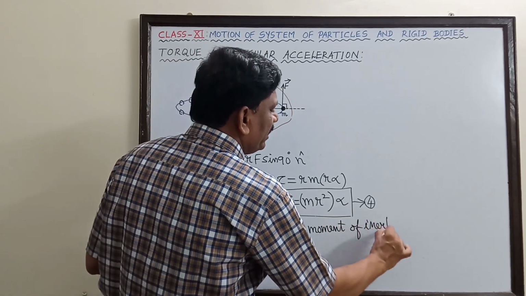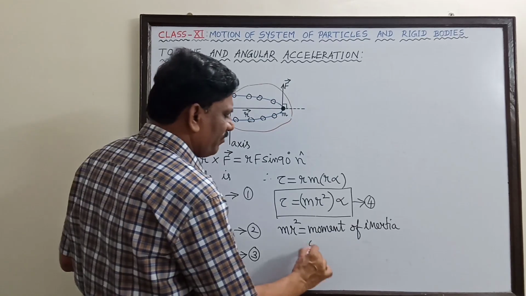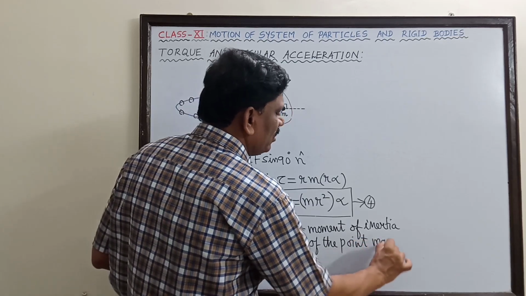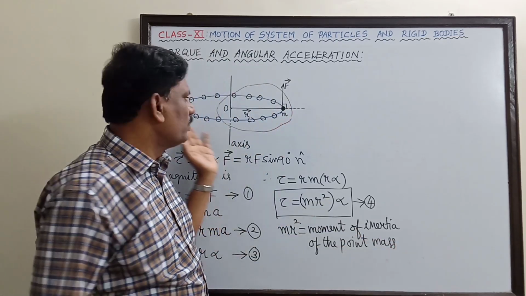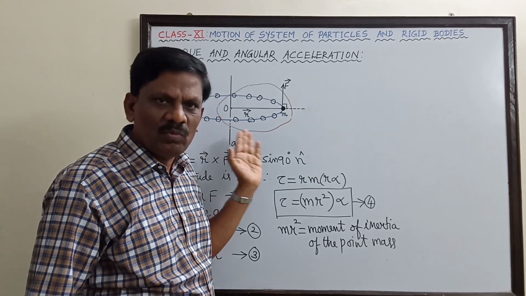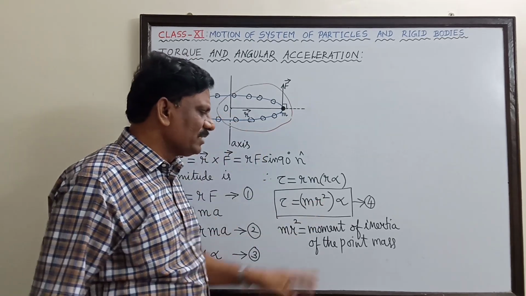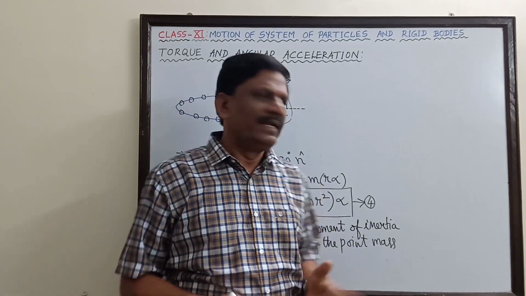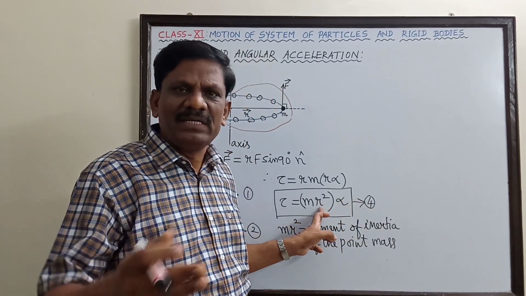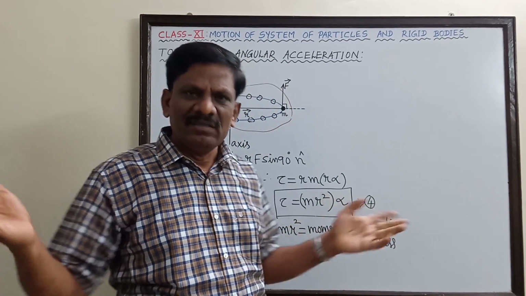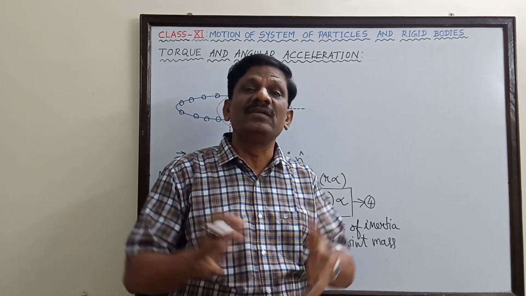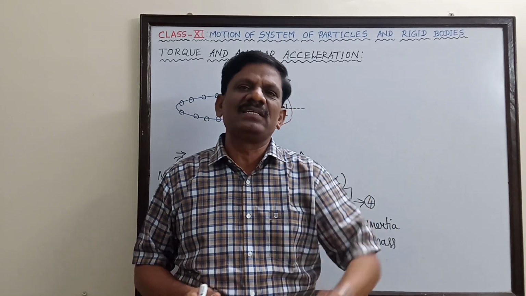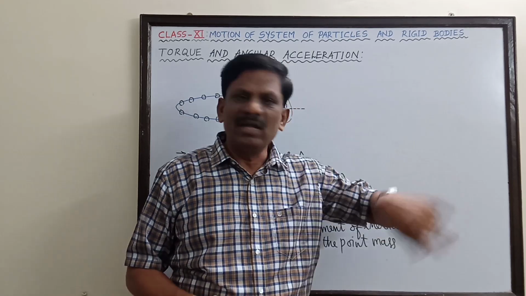Moment of inertia of the point mass about the fixed point O, or about the fixed axis passing through O. So m r square is only the moment of inertia of a single particle. Suppose I add the moment of inertia of the second particle, the third particle, up to the nth particle, then that will be called the net opposition to the rotational effect of the rigid body by all the particles.